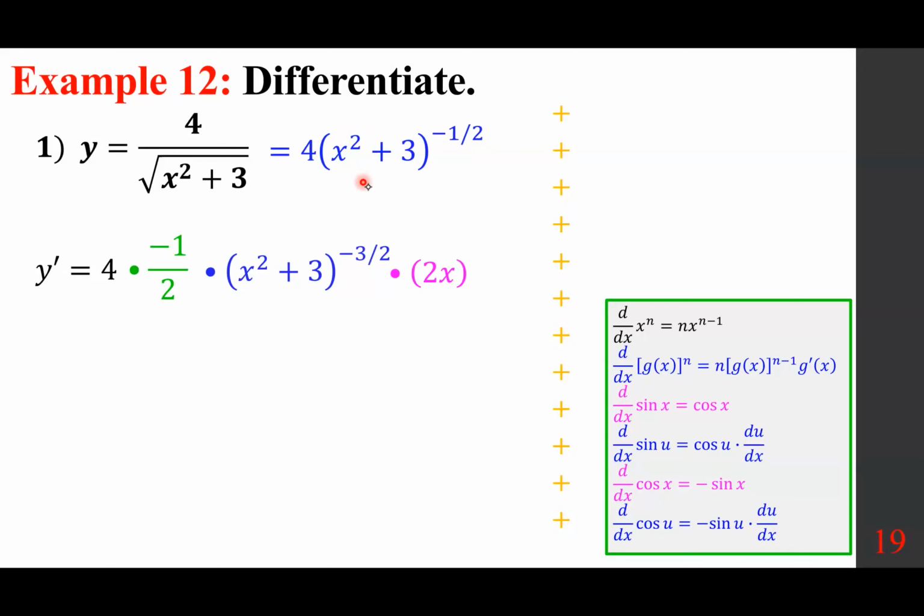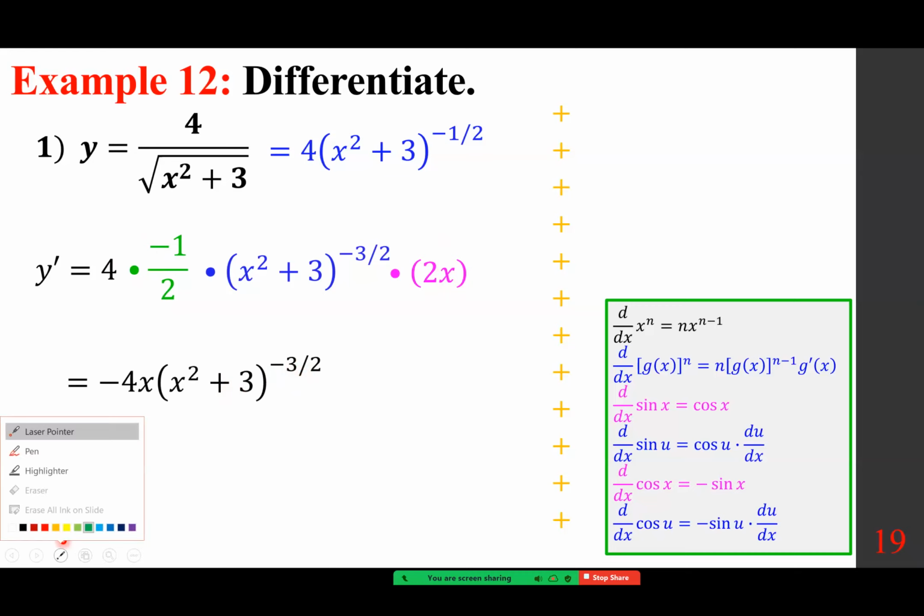So the product of these two is negative 2 times 2x, which is negative 4x. I'm going to take this down and write it with a positive exponent 3/2, meaning I take it to the denominator. Let me write that.